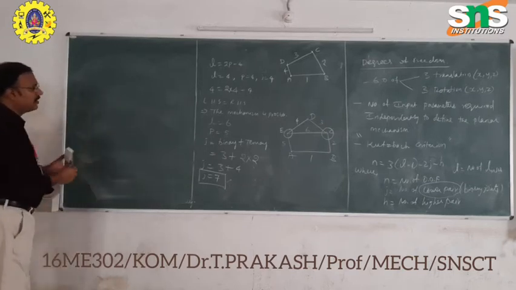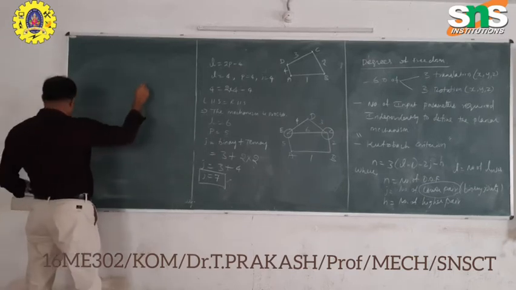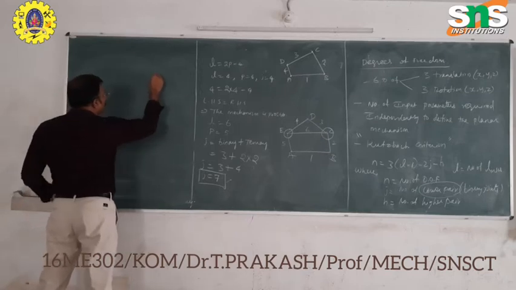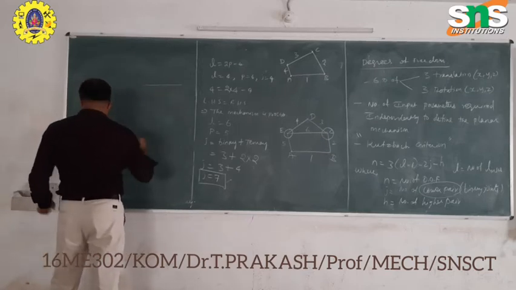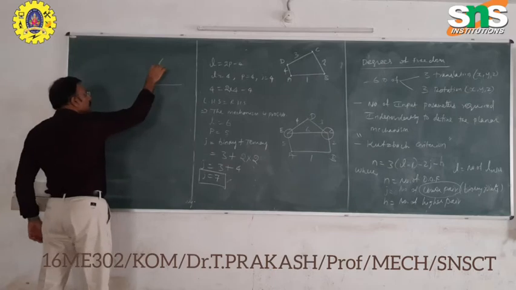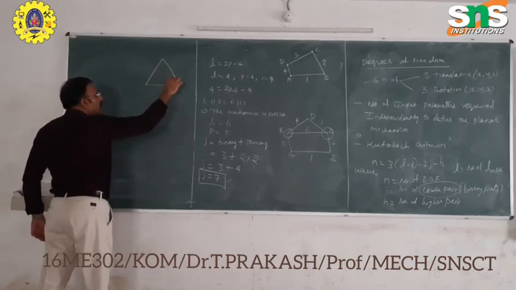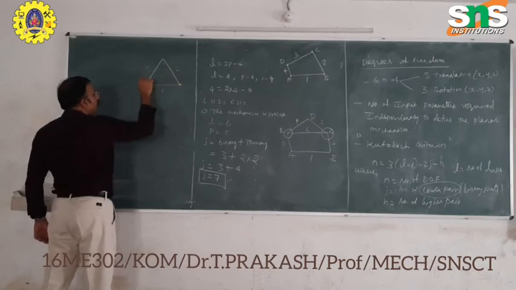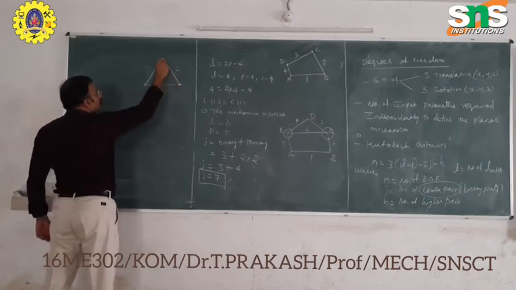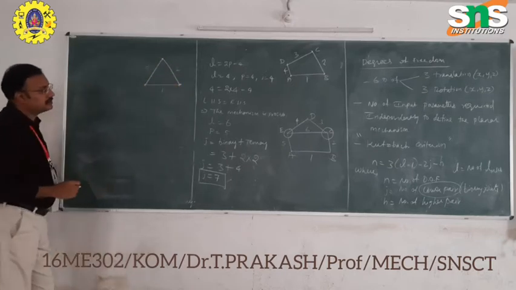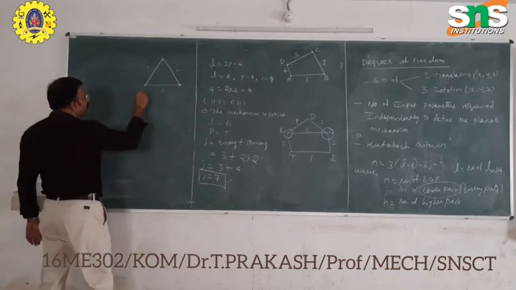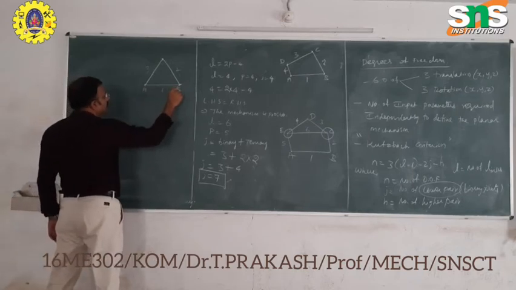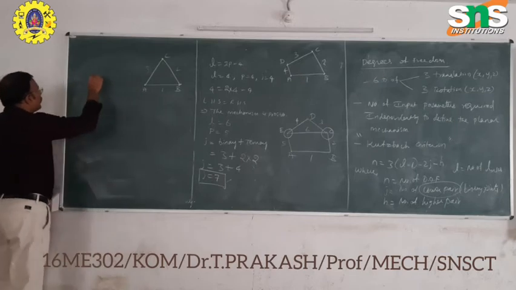The same mechanism we can take, a 4-bar mechanism, where we can use the same mechanism. First you take a triangle, start from basic. Take a triangle. We know in a triangle the number of links is 3. It all comes under the lower pair. All these joints are in a lower pair. The number of joints is 3.